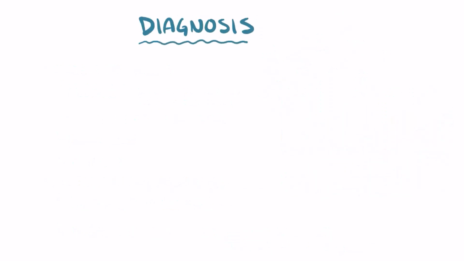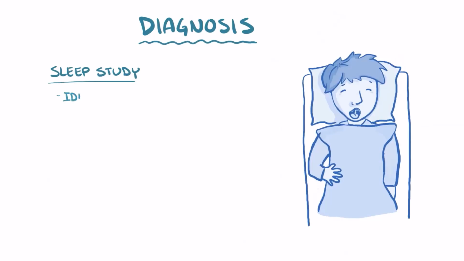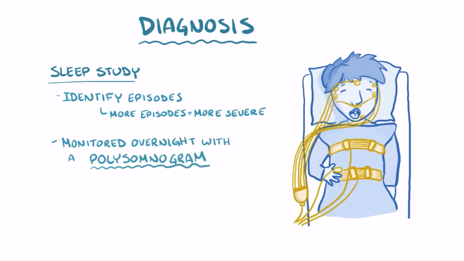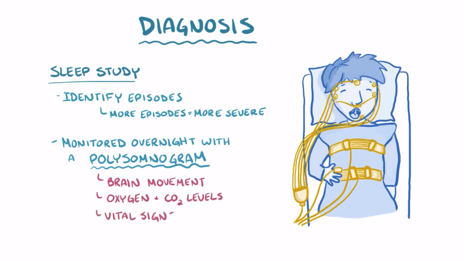Diagnosing sleep apnea requires a sleep study to help identify episodes of sleep apnea. The more episodes, the more severe the sleep apnea. A sleep study usually involves getting monitored overnight with a polysomnogram. A polysomnogram tracks things like brain movement, oxygen and carbon dioxide levels, vital signs, and outward symptoms like snoring and movement.